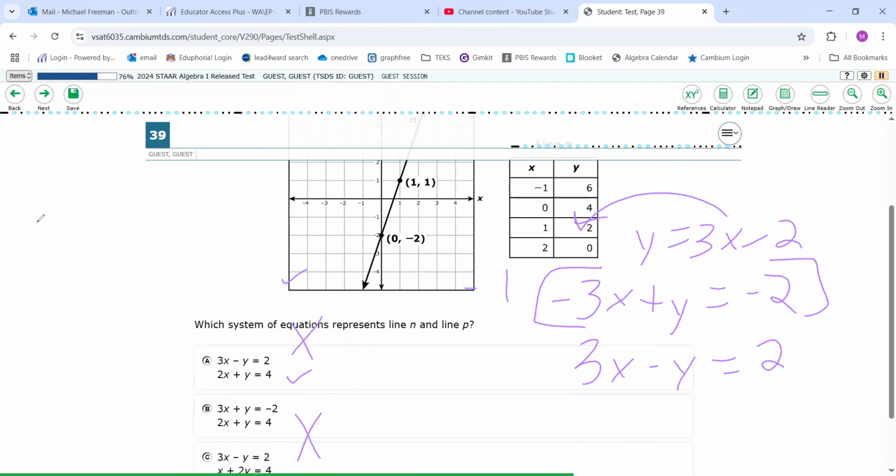So y equals negative 2x plus 4. And some of you are like, well, I didn't need my calculator. I knew the y-intercept was positive 4 because that's where x is 0. And you're right, it is positive 4.